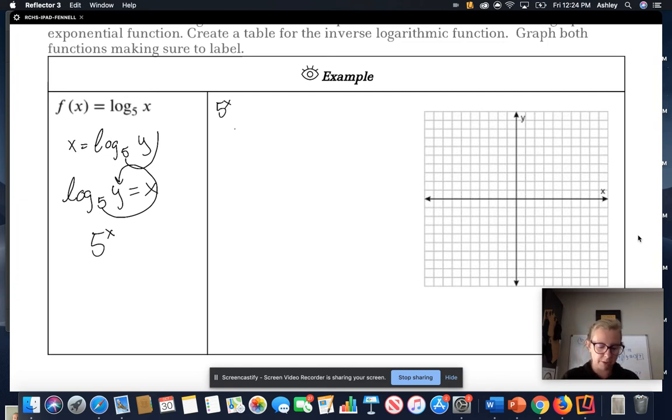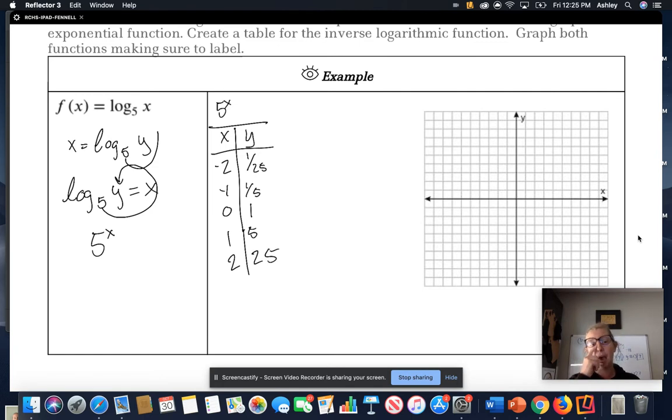So 5 to the power of x is going to be x and y. So again, I would start with -2. Again, that's going to be 1/5 squared. So that'll give us 1/25. -1 would give us 1/5. 0 gives us 1. Anything to the power of 0 is 1. 1 is going to give us 5. 2 is going to give us 25. So that is our exponential function.